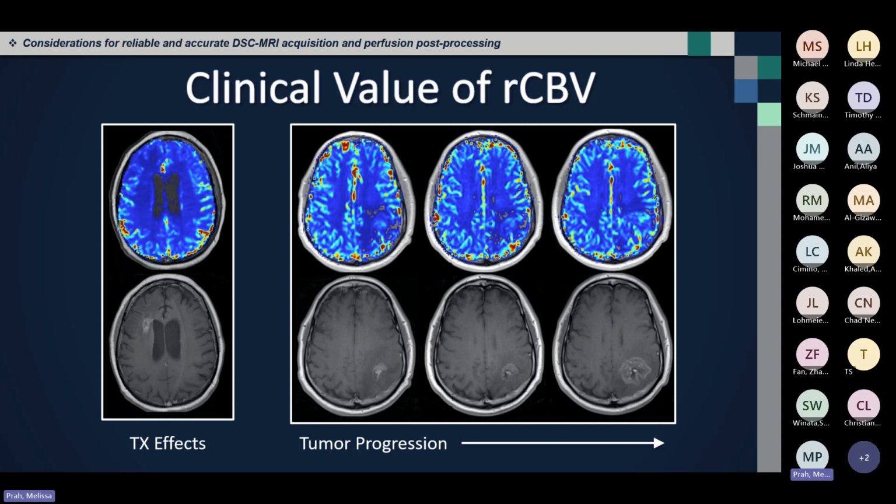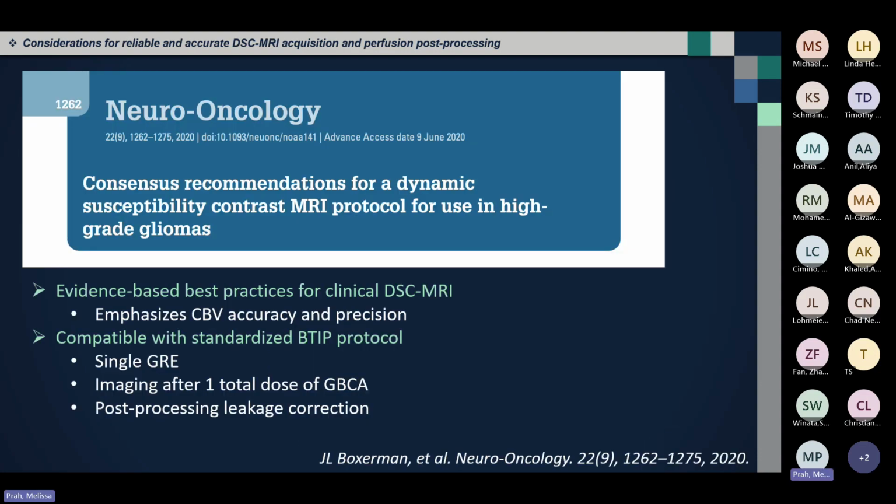And while it is a seemingly simple method, it turns out that there are many different ways to collect and to process this data. In 2020, consensus recommendations were published based on evidence-based best practices for clinical DSC MRI that were compatible with the standardized brain tumor imaging protocol that was already gaining clinical acceptance. It should also be noted that whether a moderate flip angle or a more recently identified low flip angle approach is utilized, both require post-processing leakage correction for accurate results.